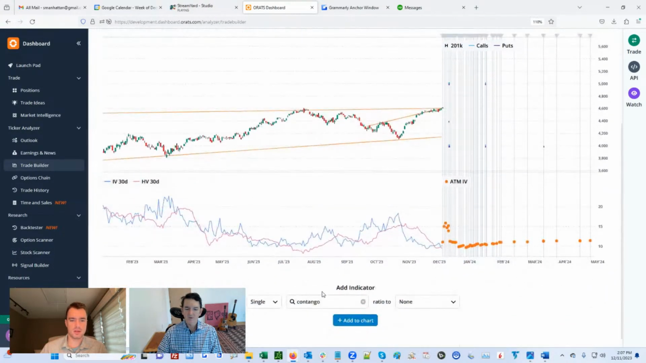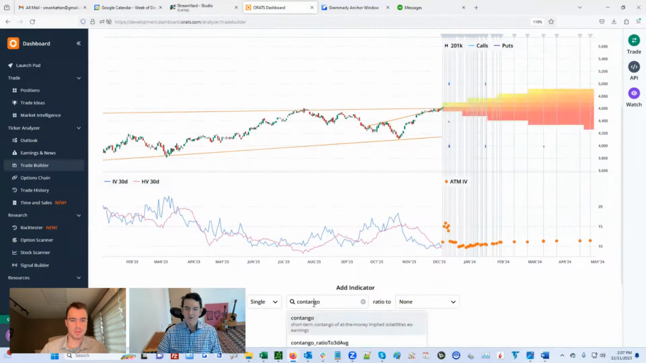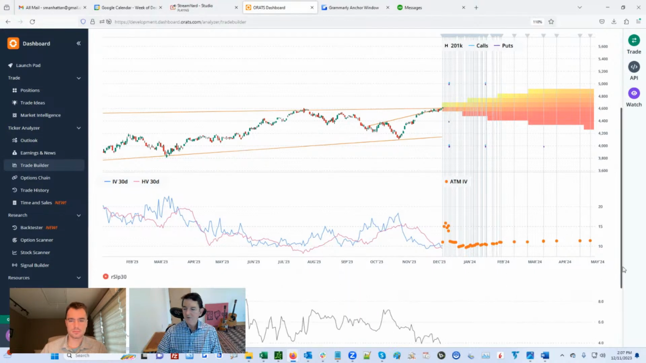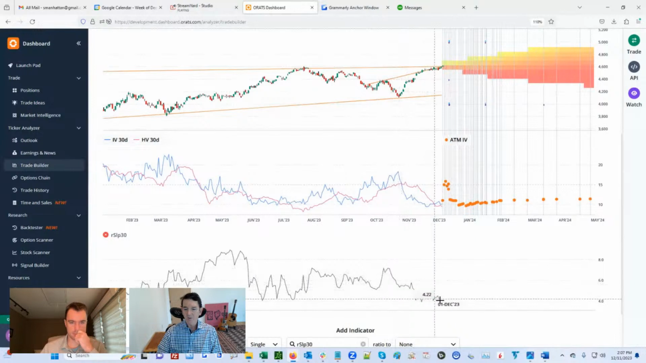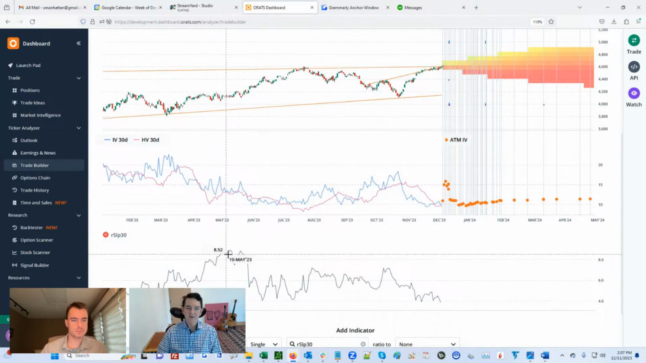So if we add that graph, you could see that it's come down quite a bit, and it was a lot higher, 8%, not too long ago. When the market's rallying, it tends to get steeper, and then as the market goes down, it gets flatter. So let's find a trade that benefits from skew.